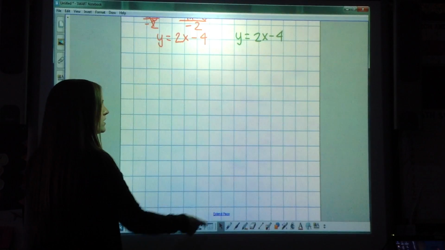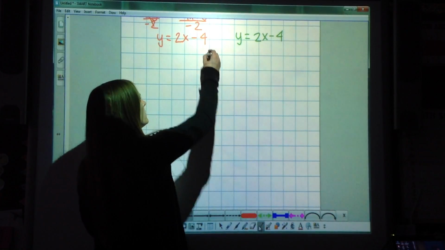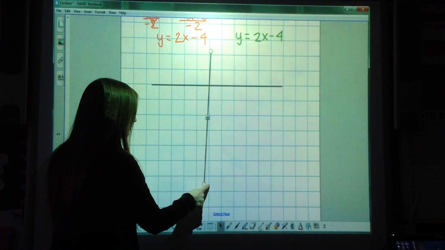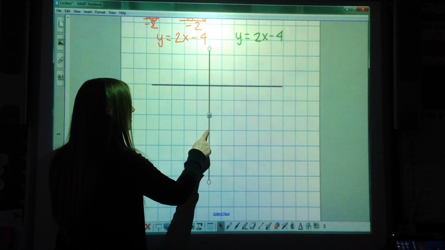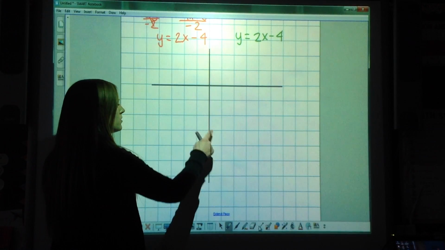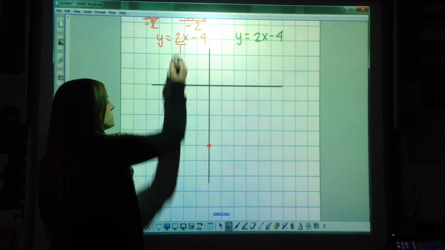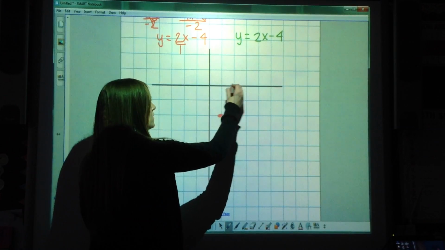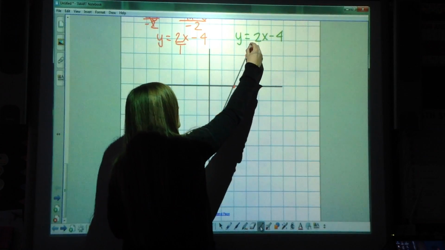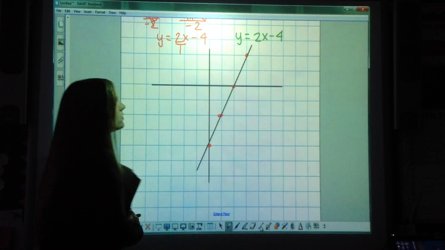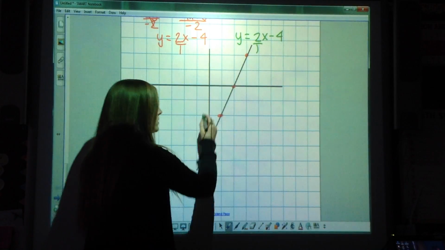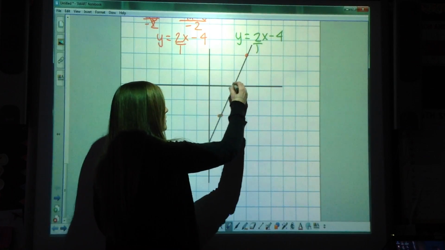Lucky us, the second equation is already in slope-intercept form. Maybe you're noticing something right now. Maybe not. Okay, so the red equation has a y-intercept of negative 4 and a slope of up 2 to the right 1. Now the green equation, start at negative 4, up 2 to the right 1.